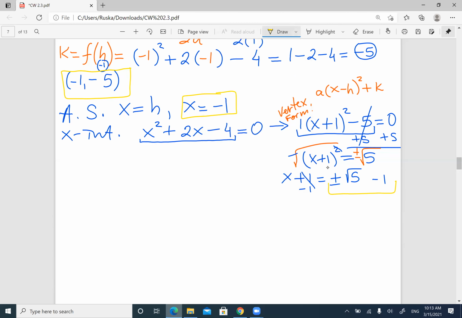So the x-intercepts are going to be a number comma 0, right? So it's going to be square root of 5 minus 1 comma 0 is the first point. And then the other one, minus square root of 5 minus 1 comma 0. And these are my x-intercepts.